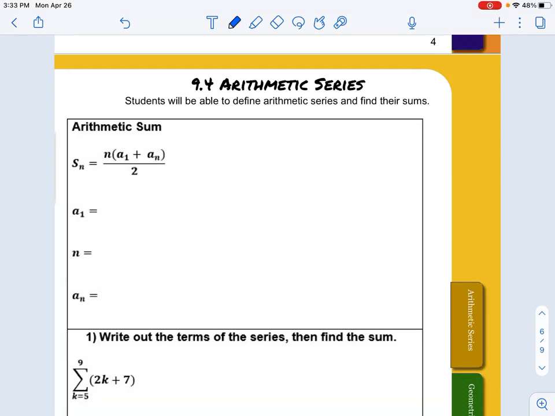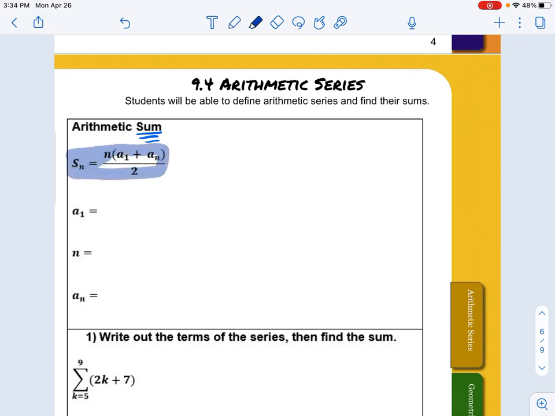Hello, today we are covering 9.4 arithmetic series. You will be able to define arithmetic series and find their sums. The arithmetic sum is what you could also call this. It is when you have the addition of each term in a sequence, is what it basically boils down to.